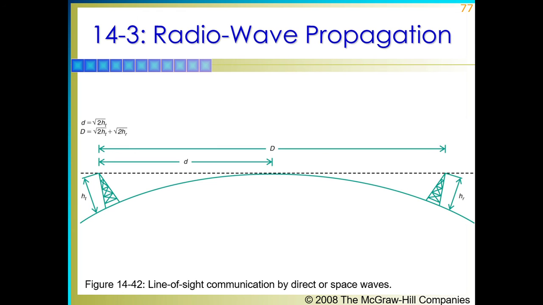Its unit is in feet. D is the distance from transmitter to horizon, which is expressed in miles. This is called the radio horizon.